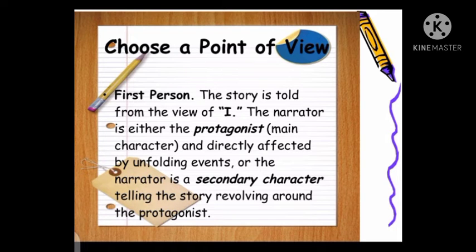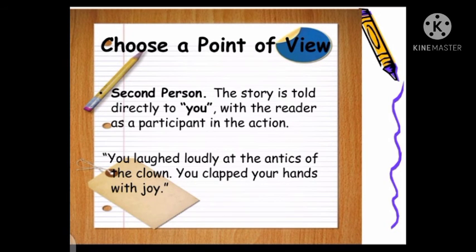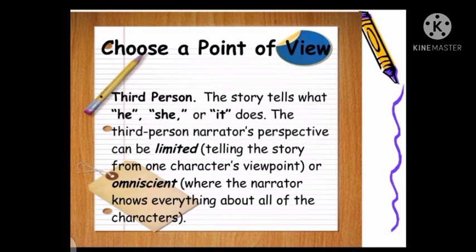The story is told from the view of I. The narrator is either the protagonist or the main character and directly affected by unfolding events, or the narrator is a secondary character telling the story revolving around the protagonist. The second point of view is the story is told directly to you, with the reader as a participant in the action. The third point of view is the story tells what he, she, or it does. The third person narrator's perspective can be limited.